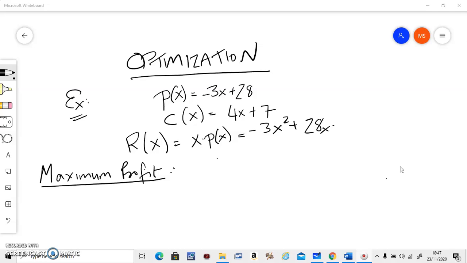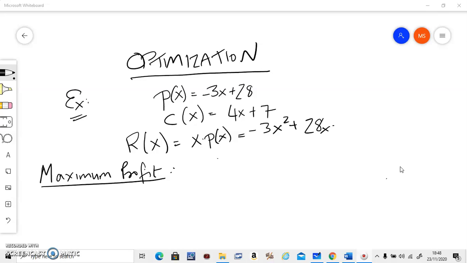Hello, in this video we will learn optimization, which is an application of relative max and relative min, and then we'll do one more example, which is called point of diminishing return, which is an application of the inflection point. So let's consider this example first for optimization. We'll do the same concept of price, cost, and revenue, which you should know by now how to find. And the question is to find the maximum profit.